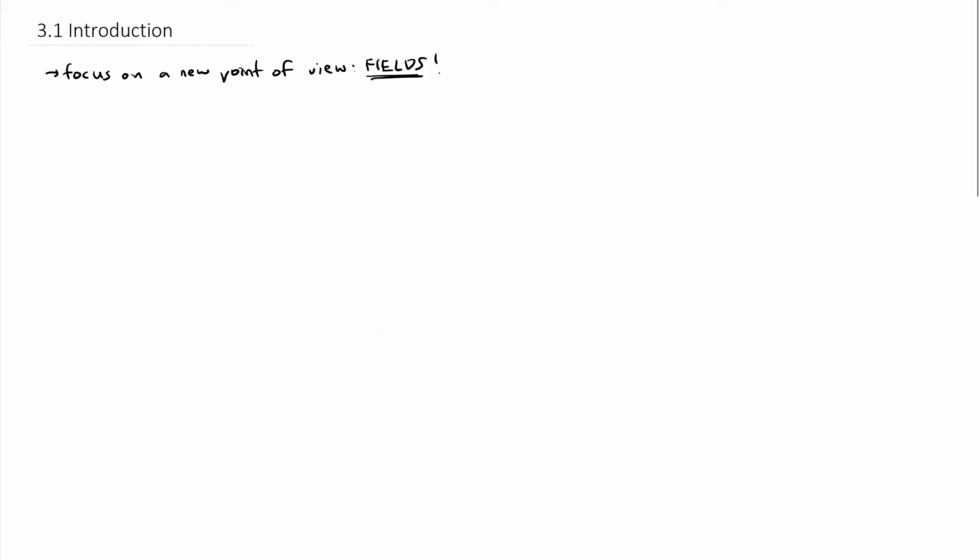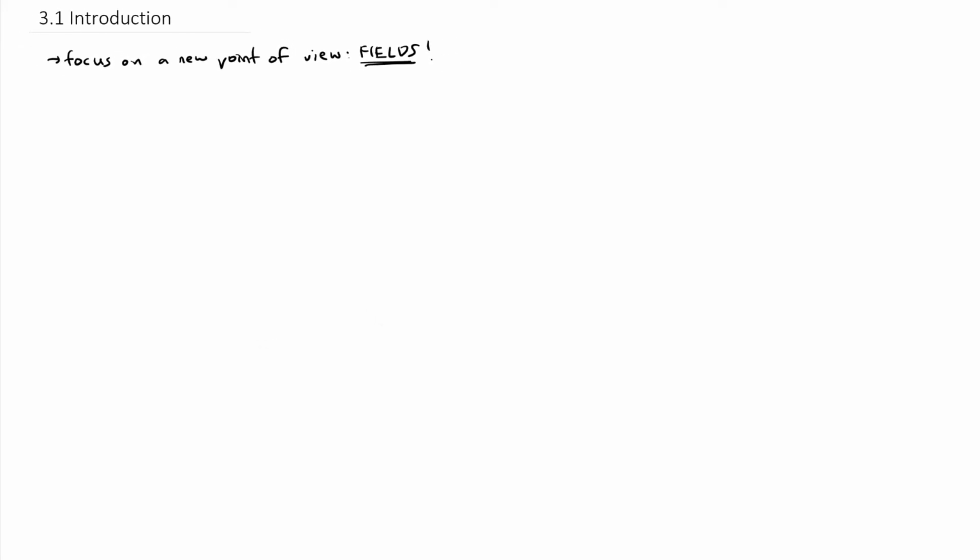So instead of focusing on action at a distance, where one object has an effect on another, we now want to focus on a new point of view. And that point of view is going to be from fields. So the first question I want to ask is, what is a vector field?